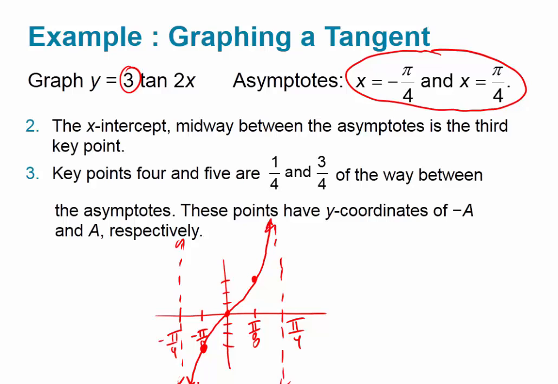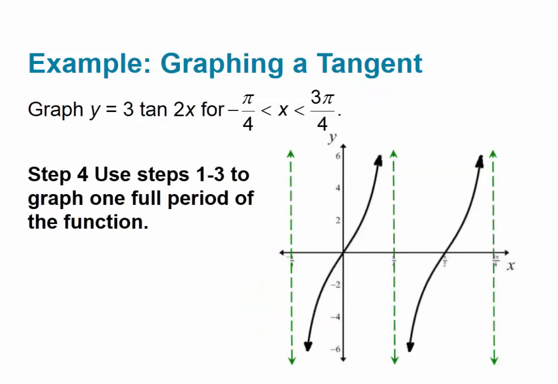I think they wanted us to graph a couple more periods than that, and I have that in the next slide here. Okay, so they want us to graph from negative pi over 4 to 3 pi over 4, which means we're just going to include one more period. So here was the one that I already made, and then here's the second one. We would also want to label these points. We would want to make sure on our graph we had these points labeled, that this was at negative pi over 8, this was positive pi over 8, and that we're at a value of 3 here. 3 here, we'd want to include that.